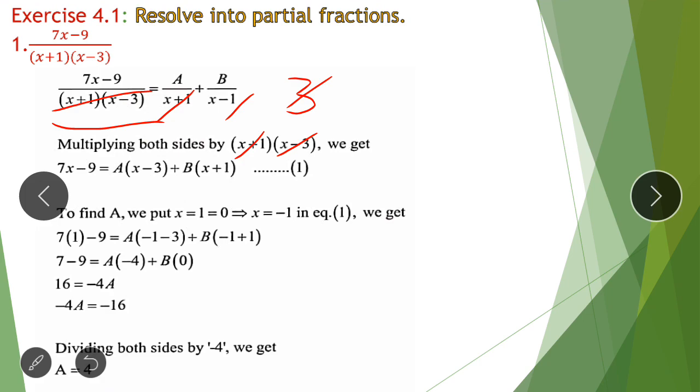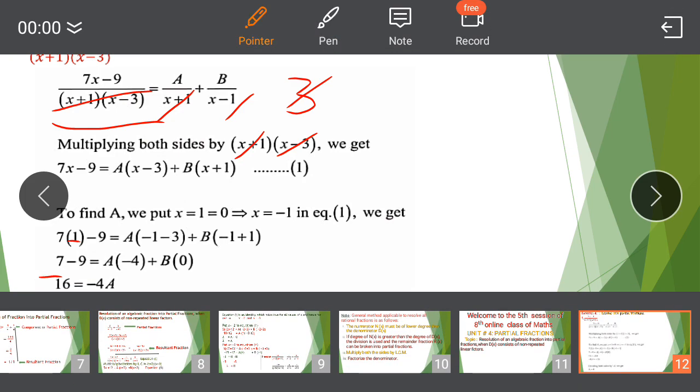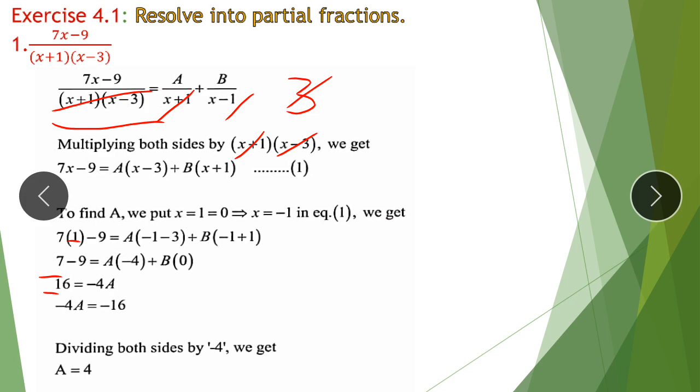So here, this is minus 1, so 7 times 1 is minus 7, and it will then be minus 16. Here by calculation we will get minus 16 equals minus 4A. So the value of A will be 4.